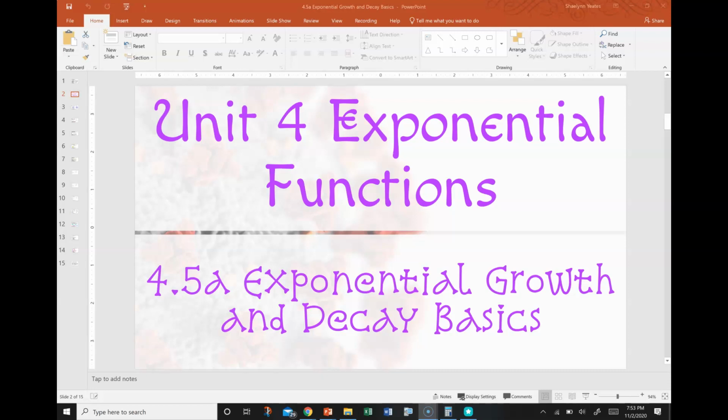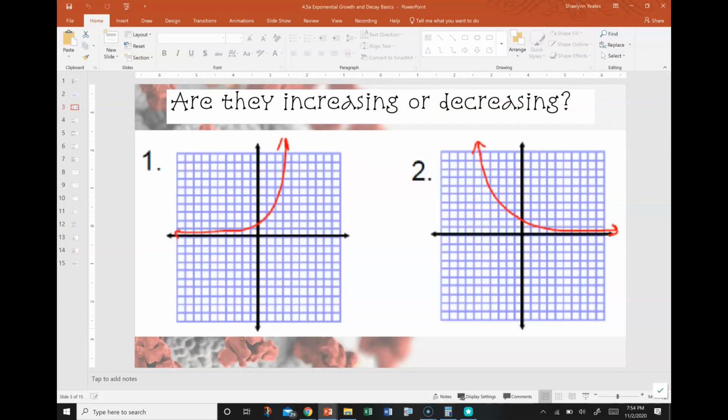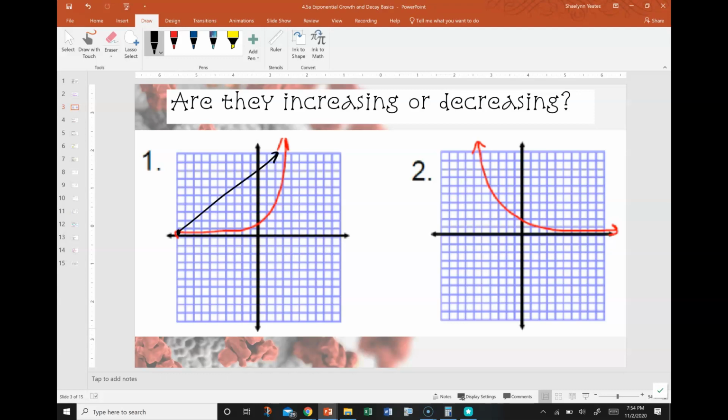All right, today we are focusing on exponential growth and decay and those basics, the basics of basics, okay? So, let's take a look here. Are these increasing or decreasing? That's all we're deciding. So remember how I do this? I look at my left and I point an arrow to my right, and this one went up. So this is increasing.